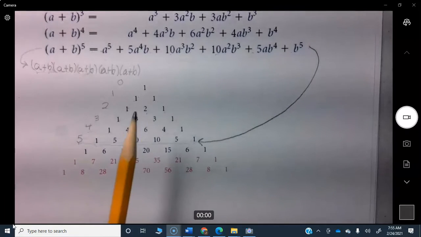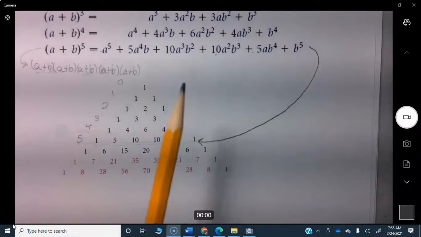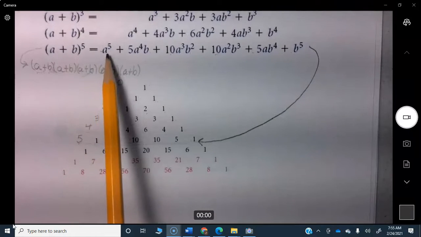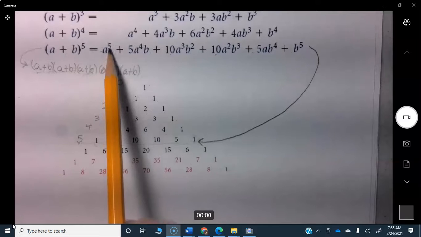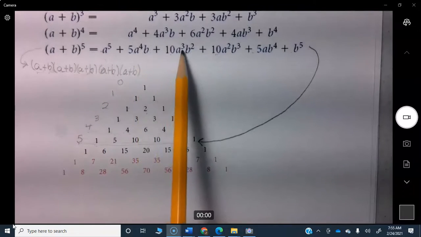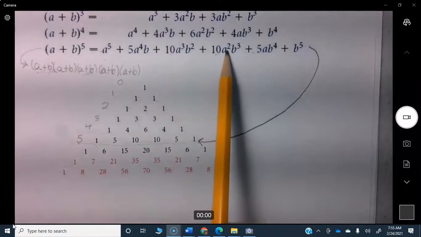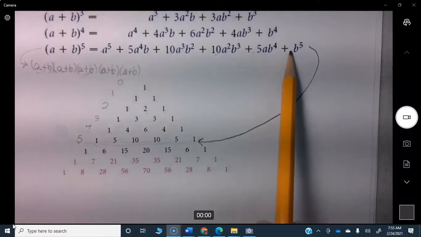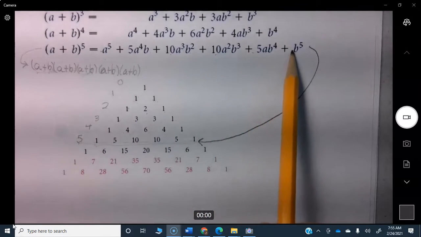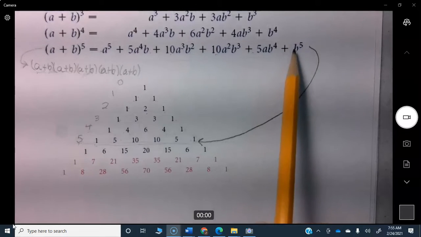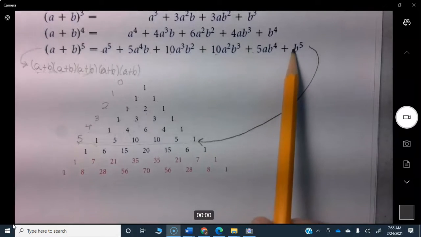Here's another pattern to notice. So you can actually do these from memory. Look at the a's and the b's. For the a, you start on the left side, it's a to the 5th, then a to the 4th, then a to the 3rd, then a to the 2nd, then a to the 1st, and then remember we said you could call that a to the 0, which is equal to 1, so 1 times b to the 5th would just be b to the 5th. Or you can just say the a disappears, if that's easier to think of.